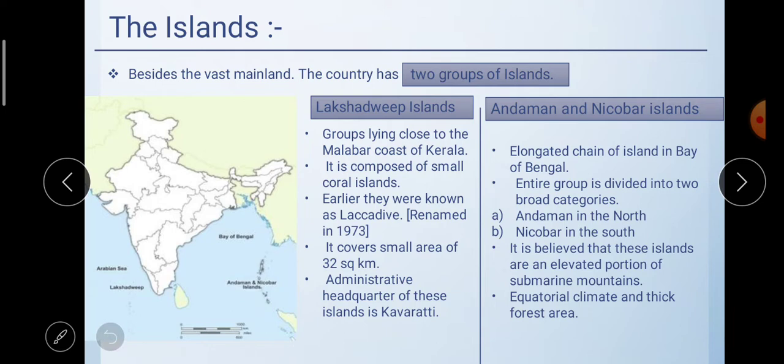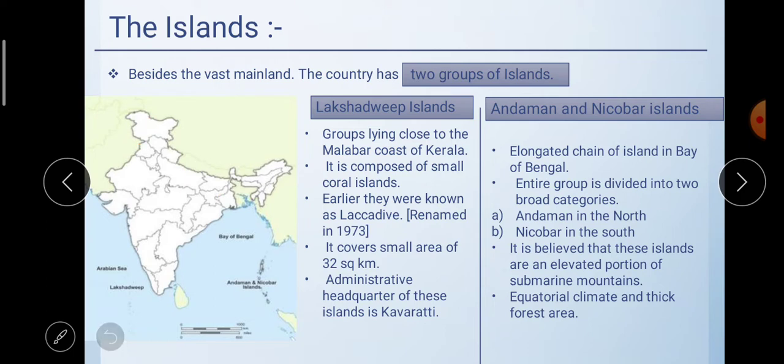It is believed that these islands are an elevated portion of submarine mountains. As we know, the Himalayan mountains are here, and in the northeast they are known as the Purvanchal range. It is believed that after this, these mountains got submerged under water, and at the Andaman and Nicobar Islands they re-emerged. So we can say that the Andaman and Nicobar Islands are a part of the Himalayan mountains, an elevated portion of submarine mountains.